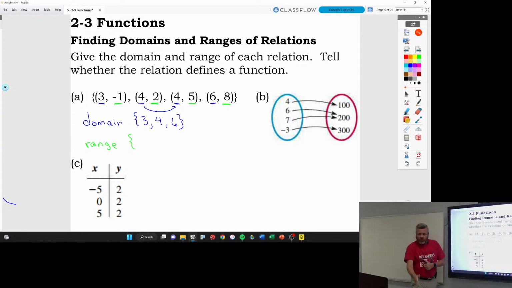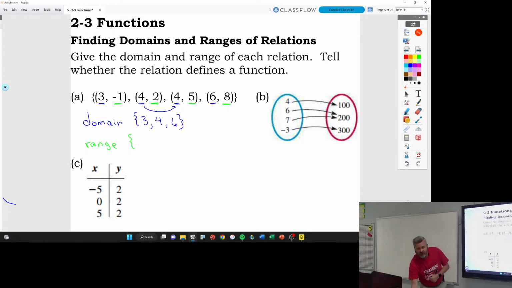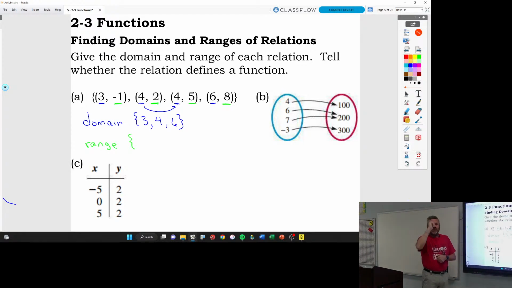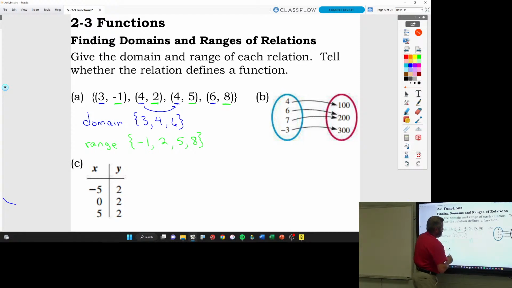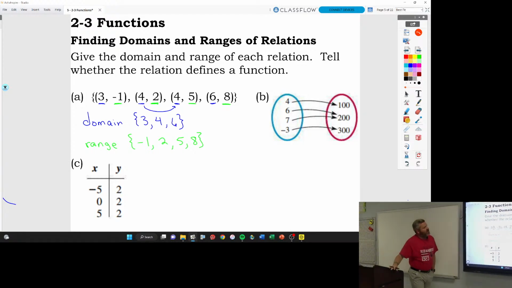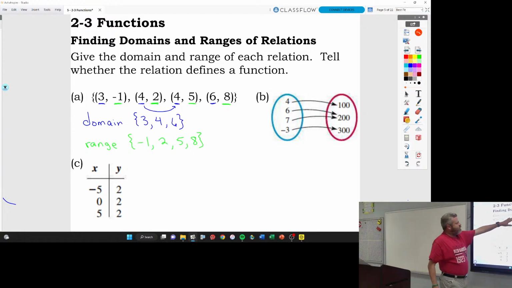Range, again, we're talking about the y-axis, the vertical axis, and we're going to start from bottom to top. We always go from small to large. So the smallest number here is -1, then 2, then 5, and then 8. And that's the range.